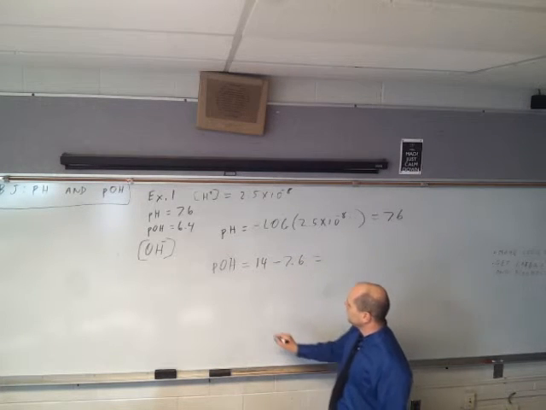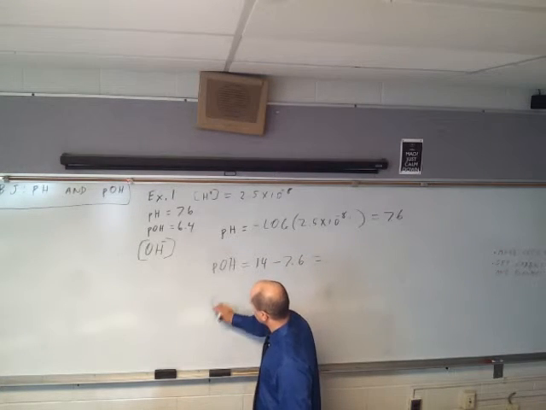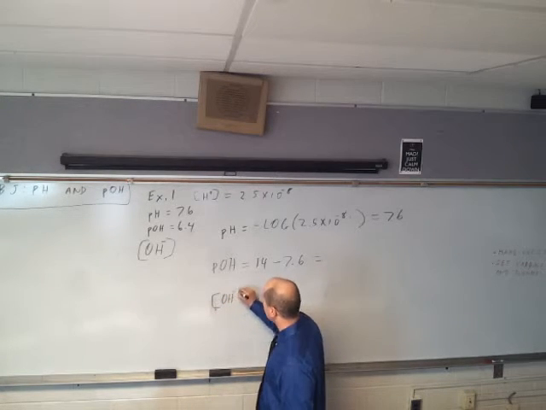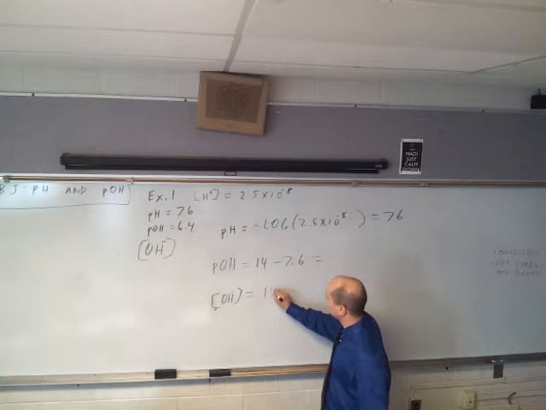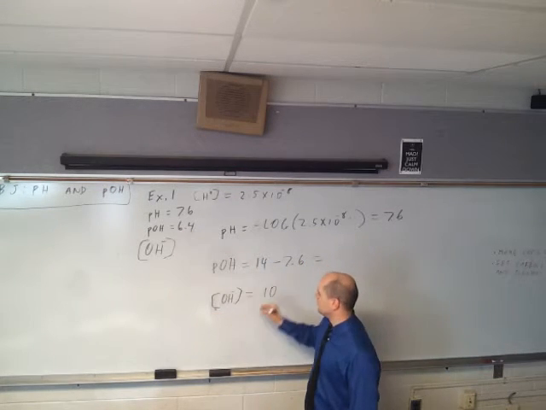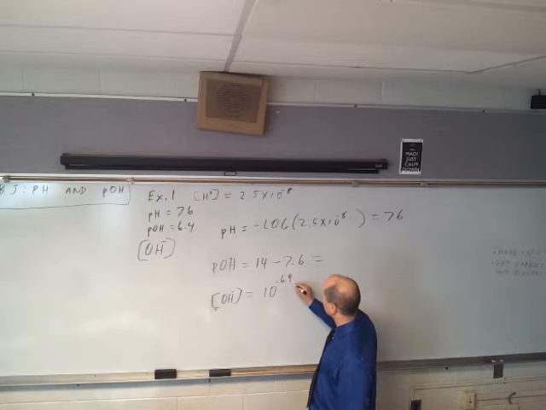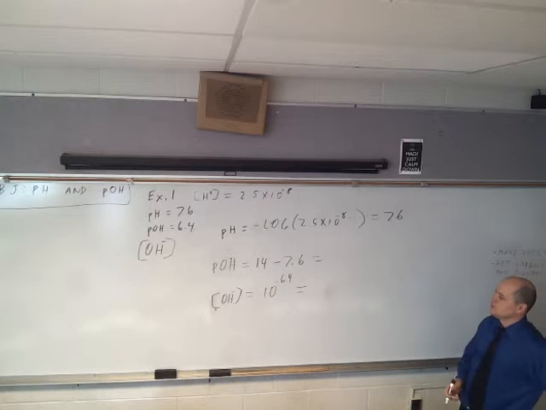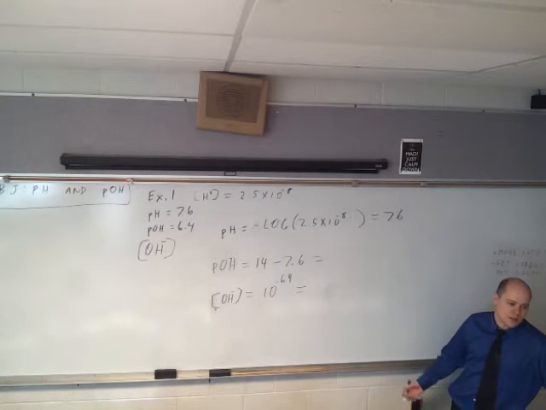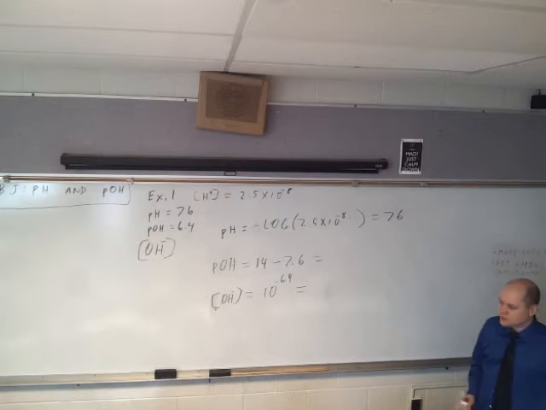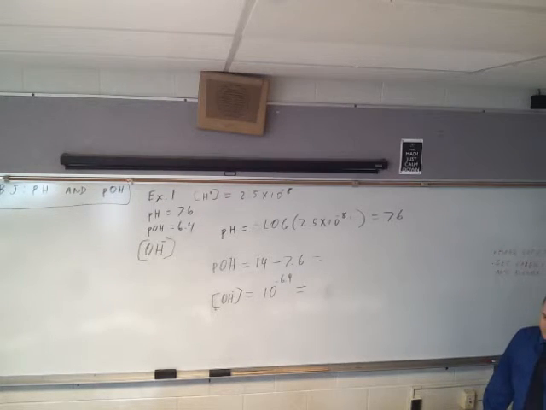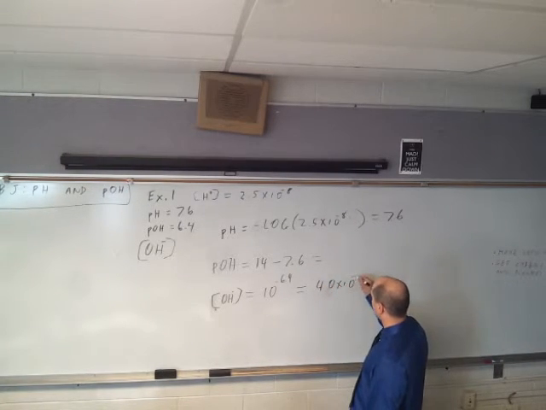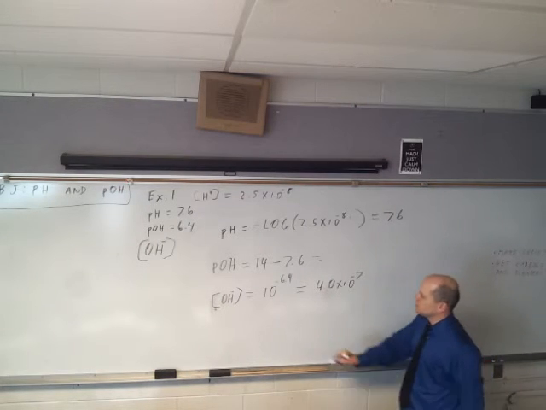Okay, and finally, find hydroxide ion concentration. It's going to be 10 to the power of negative 6.4. And you'll have to plug that into a calculator. Obviously, it's somewhere between 10 to the minus 6 and 10 to the minus 7. But it'll be, you know, some sort of actual number. There we go. So that's this one.